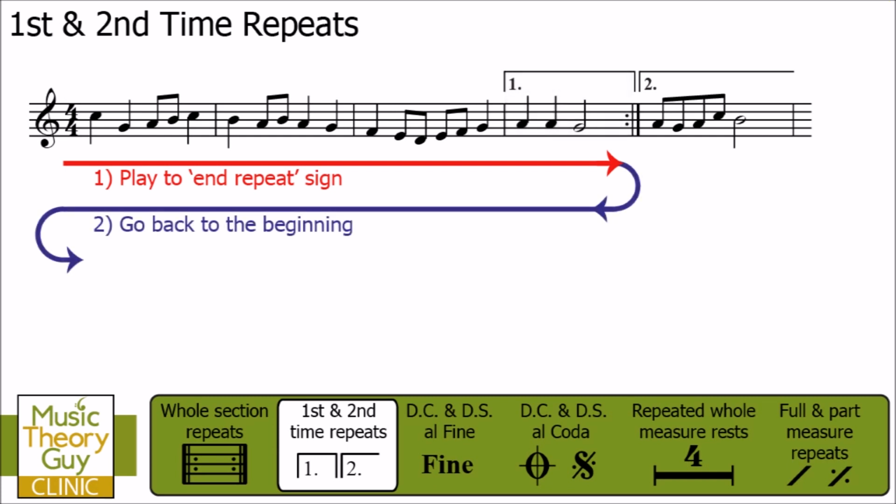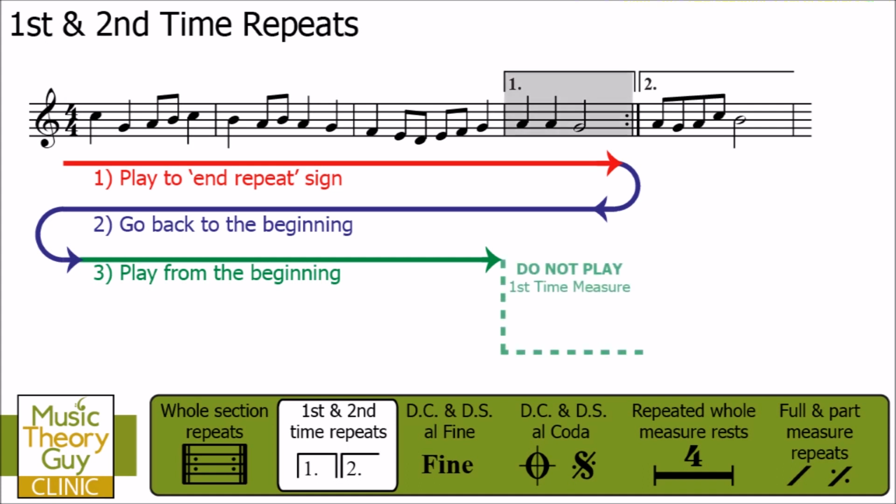Now, if you're not sure about start and end repeat signs, do have a look at part 1 of this series of videos on repeats. So you go back to the very beginning because there's no start repeat sign. And then you play from the beginning. But when you get to the first time repeat, you don't play that first time measure. You completely miss it out. You jump directly to the second time measure.